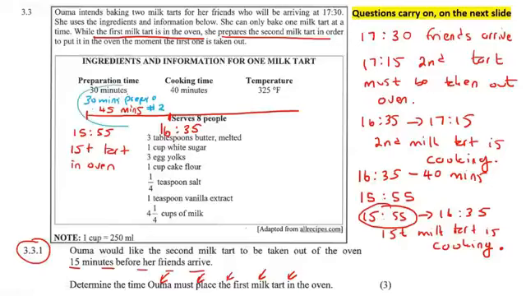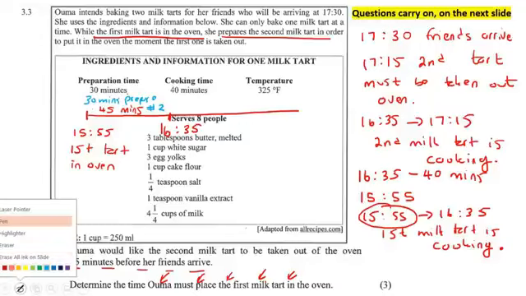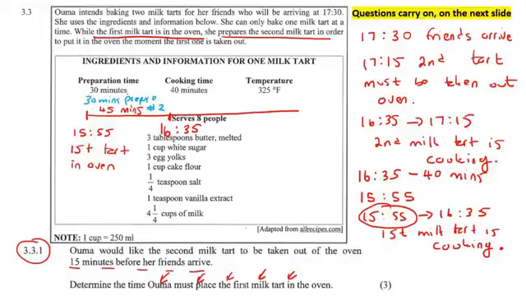So we don't have to add that 30 minutes on to her time because she was clever. She did it while the first one was cooking. Then at 16:35, let's say that milk tart number 1 is now finished, and then number 2 begins the cooking. So then she'll cook for another 40 minutes, and that'll take us to 17:15.